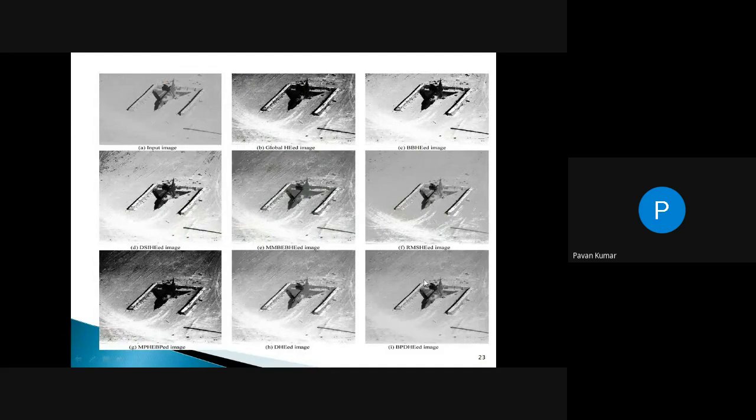This is the last method, that is the brightness preserving dynamic histogram equalized image. See here, the input mean brightness is preserved. Of course, contrast is also increased, and the input mean brightness is also preserved. Take these things, and it will become more black in some portions. And here, this AAMB is the qualitative metric I have taken.